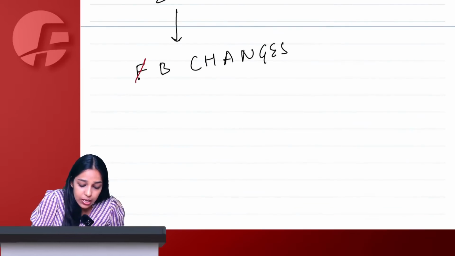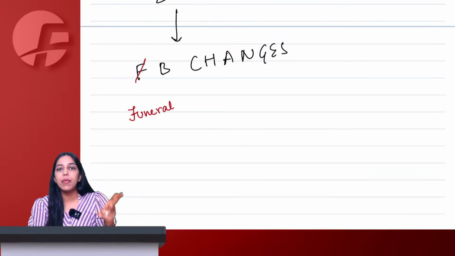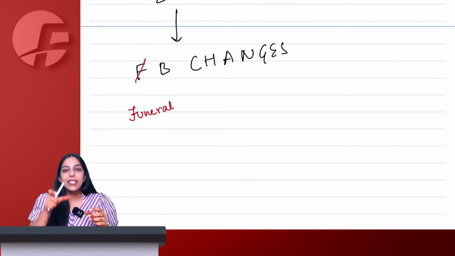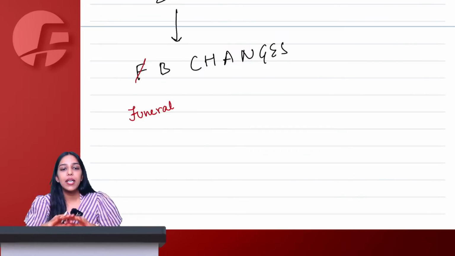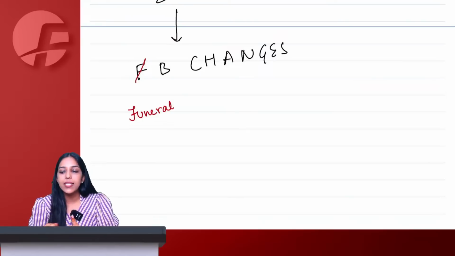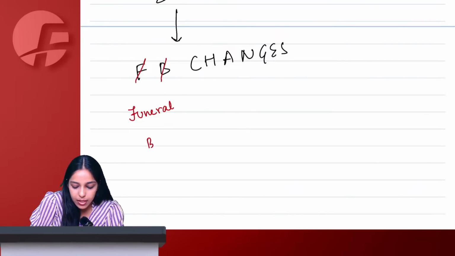F means services of funeral, mortuary, burial, crematorium, including transportation of deceased. So any service related to funeral, mortuary, burial, crematorium, or if the deceased, means the dead body, is transported from home to the crematorium place, then it is all not considered as supply under GST. Then B means bond to bond transfer.